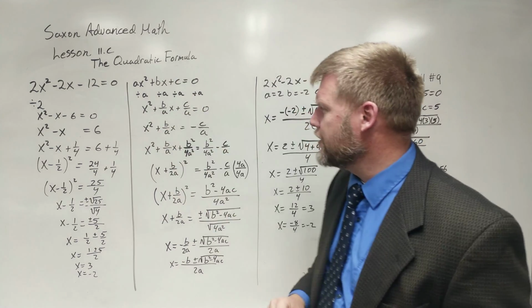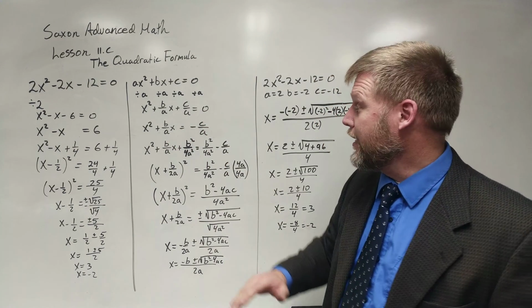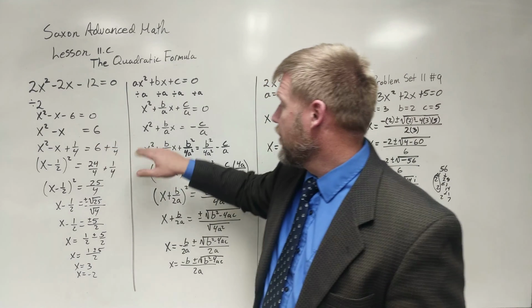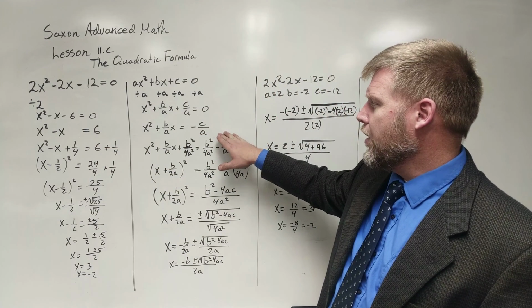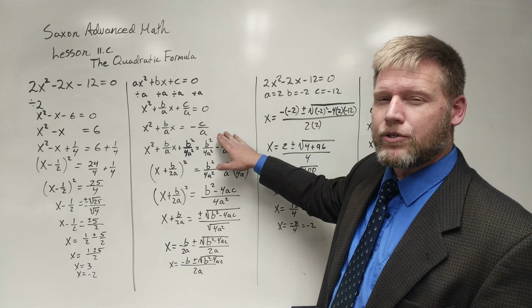This is looking better because now I'm going to move the c over a to the right hand side by subtracting it, just like I did over here. Now I have this set up and ready to go for a perfect square trinomial, but I need to create that perfect square trinomial.